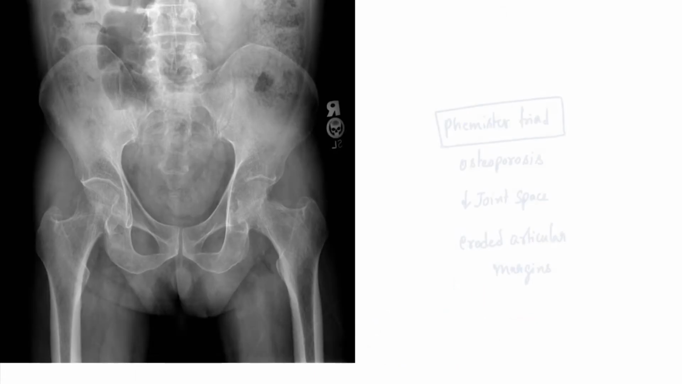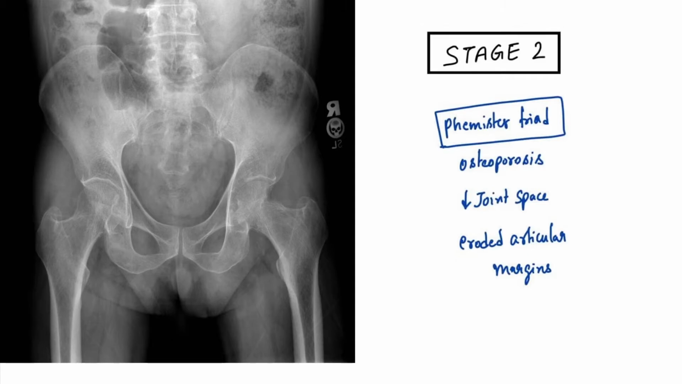In this X-ray, in stage 2, TB hip of the left side hip joint, decreased joint space with eroded articular margins can be seen, and the bone quality on the left side is less dense as compared to the right side, which is known as juxta-articular osteopenia. All these 3 findings of decreased joint space, eroded articular margins, and juxta-articular osteopenia are called as Phemister triad.